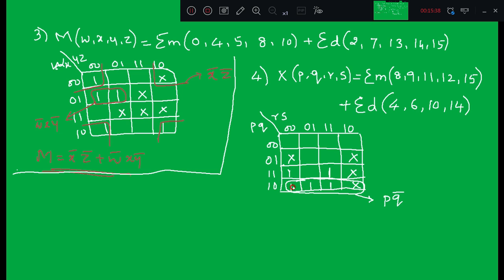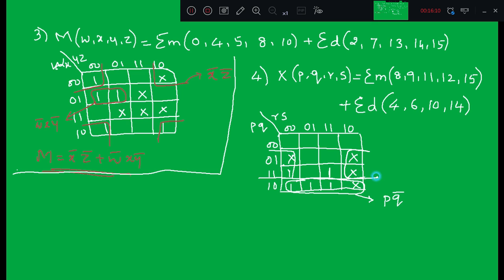Next, this one can be grouped with this one or this don't care, but there are two kinds of grouping possible here. First, check for the largest grouping, right? So this one can be covered with these two don't cares along with these two don't cares, or this one can be covered with this one and these two don't cares. Both expressions are correct. So first I'll group with these, okay?